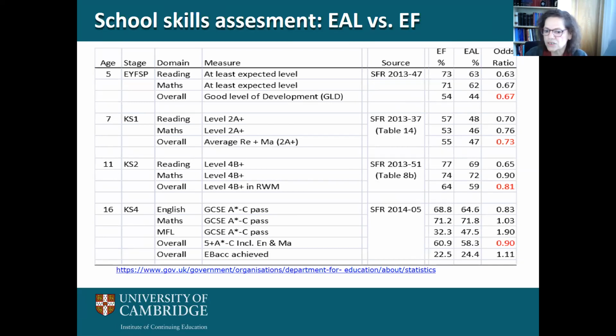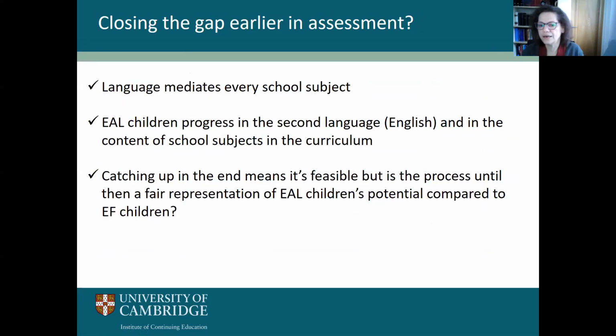Now, one thing that we need to consider is whether the closing of this gap could actually be done earlier in assessment, and whether assessing all the children with the same tools may actually miss out on the learning abilities and potential that EAL children have. One thing we need to keep in mind is that language mediates every school subject. So it's not just the English language where there is a problem. If English is the second language for a child educated in the UK, then the effect of language proficiency in English would perhaps turn up in every one of the school subjects that the child is assessed in.